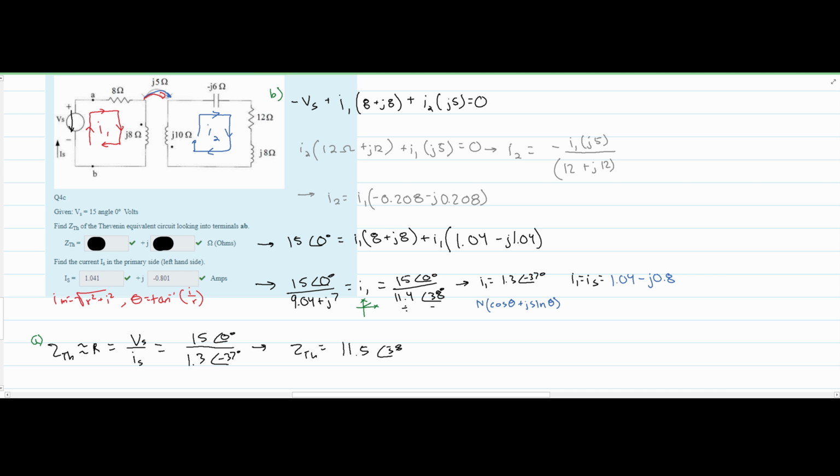Now we're going to need to convert this back to rectangular form, so we're going to use this equation. And if we do that, we get that our final ZTh in rectangular form is approximately 9 plus our imaginary number of 7. And if we reveal the answer, we can see that we have approximately 9 and 7. So that is how you would go about solving for this problem.